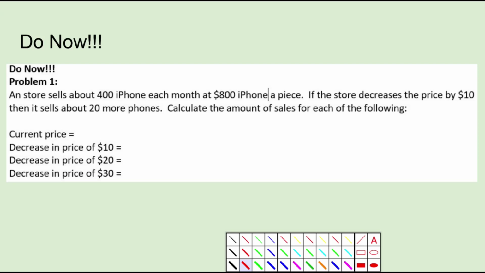Okay, so we know a couple things. We know that they sell about 400 iPhones each month and they're $800 a piece. Okay, but also we see over here, if they change the price by $10, then what happens? Then they increase the number of phones they sell, so 20 phones.